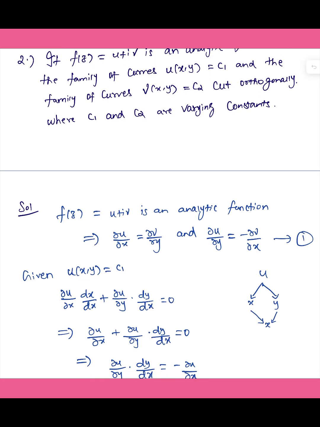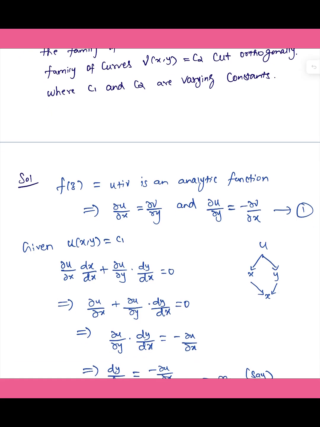So we take f of z, which is analytic, that is u plus iv is analytic. It satisfies the CR equations, ux equal to vy and uy equal to minus vx. Name it as equation 1.